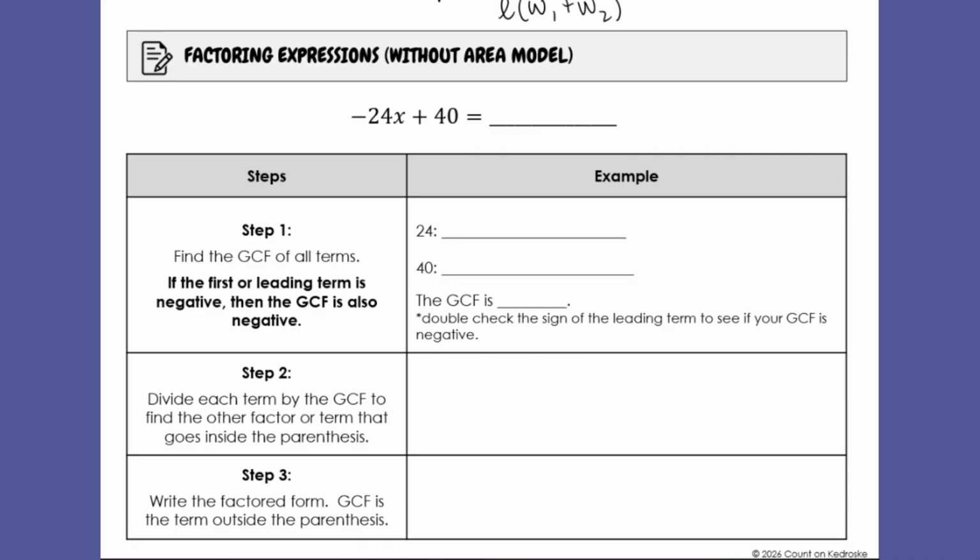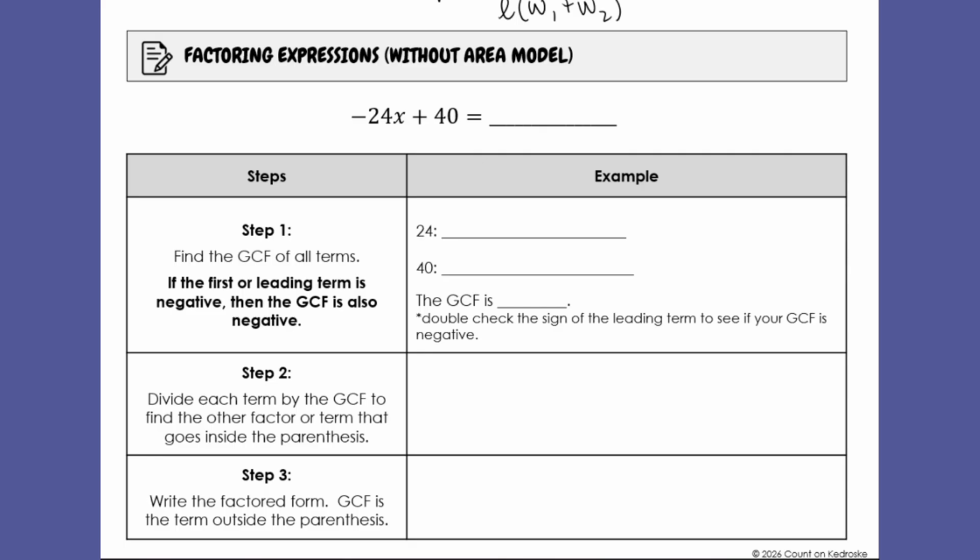I personally really like the area models with this, with factoring. It helps me really keep my signs straight, and I'll kind of explain why, but I'll give you an example of how to do it both with and without. So step 1 says find the greatest common factor of all terms. And then it says if the first or leading term is negative, then the GCF is also negative.